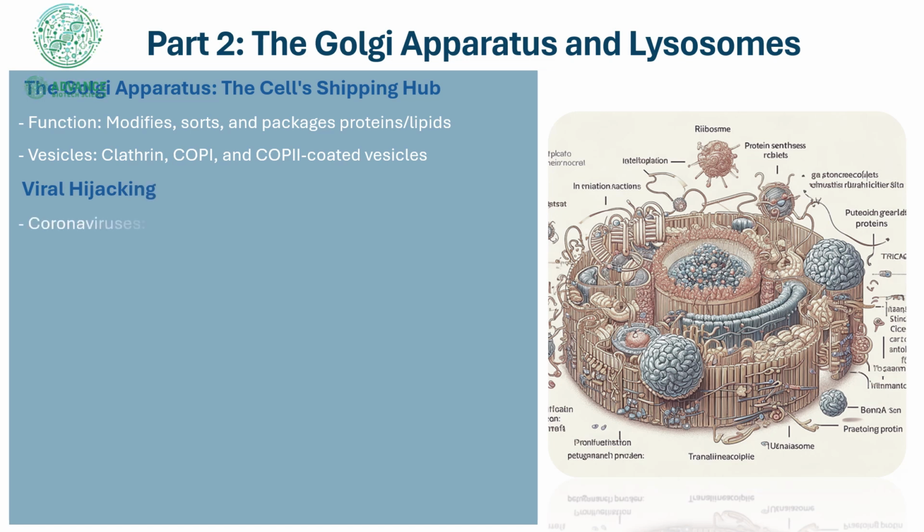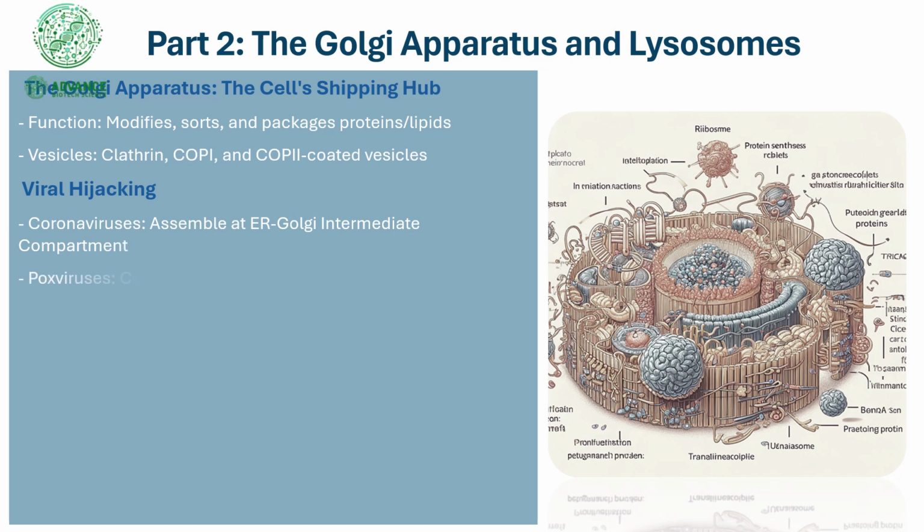Golgi remodeling during viral infection. Viruses hijack the Golgi for maturation and exit. Coronaviruses assemble at the ER-Golgi intermediate compartment, ERGIC, and exit through the Golgi. Poxviruses convert the Golgi into viral factories.